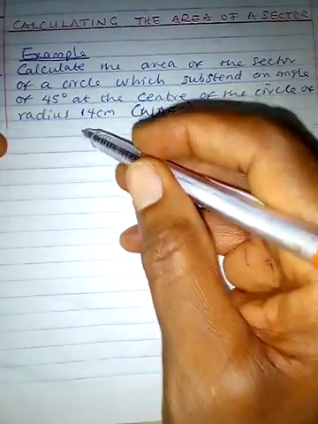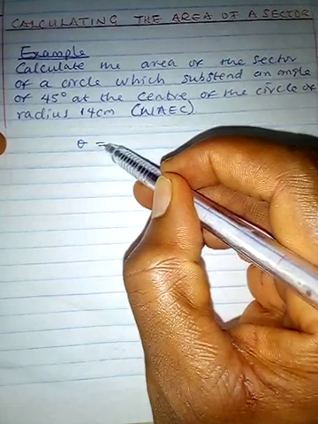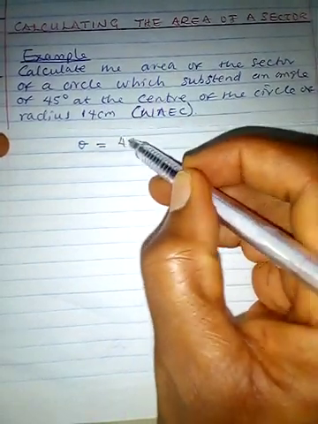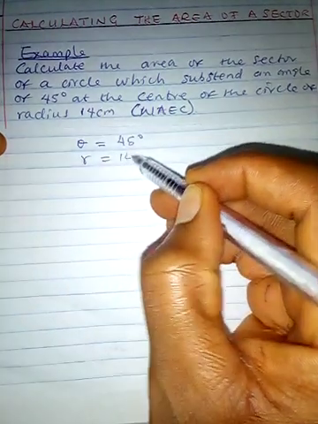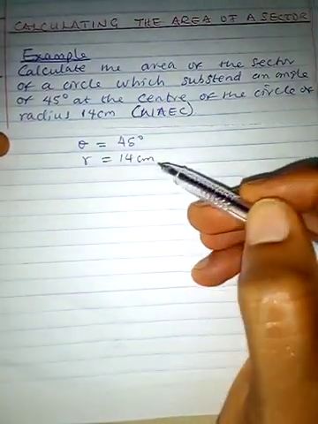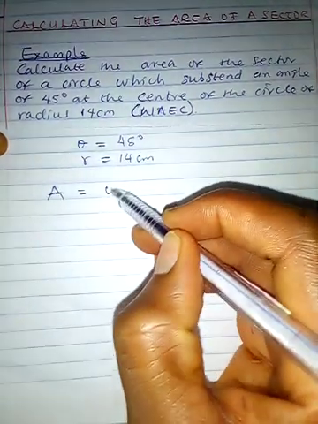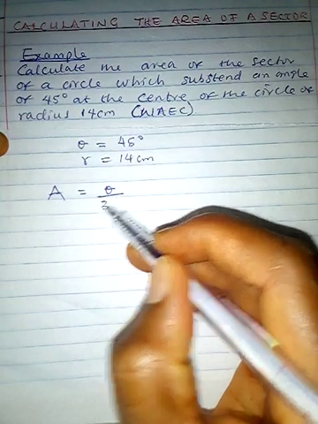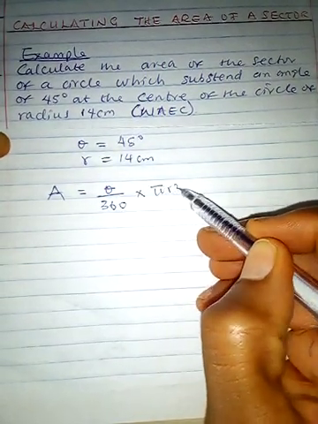We have seen from the equation that theta, the angle that the sector subtends at the center of the circle, is 45 degrees, and the radius is given to us as 14 centimeters. We are now asked to find the area. So the area is going to be what? Theta over 360 times pi r squared.